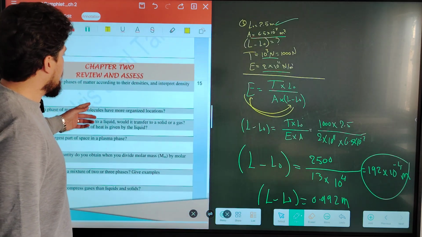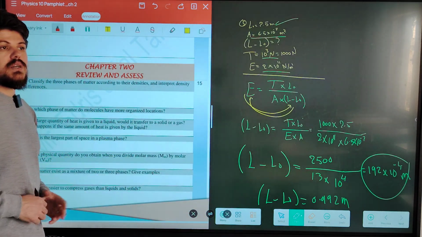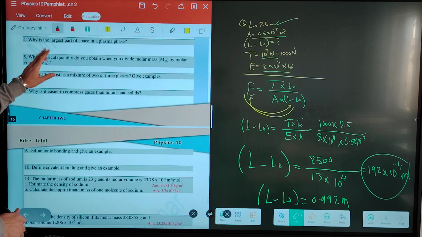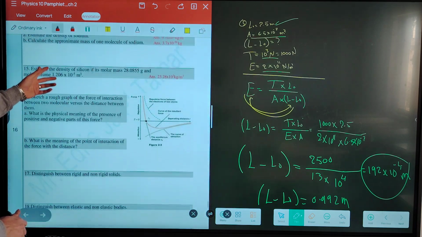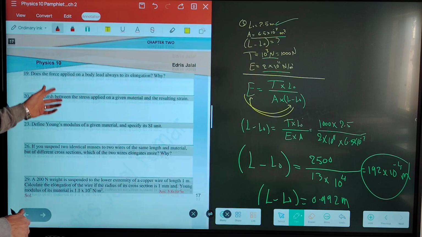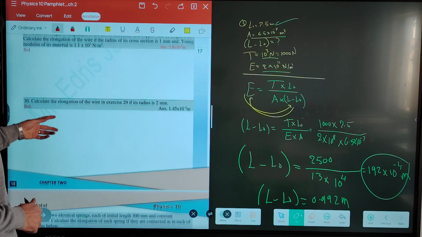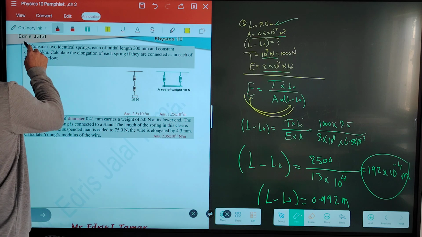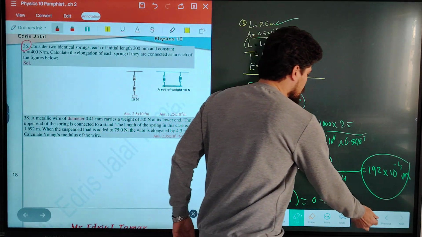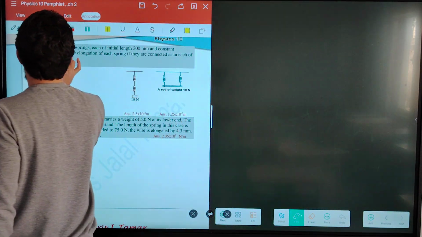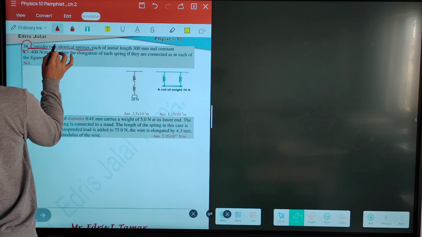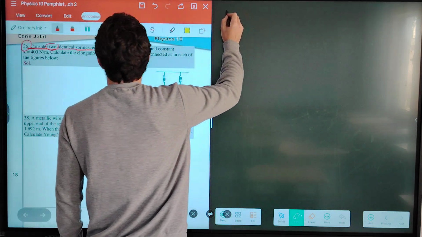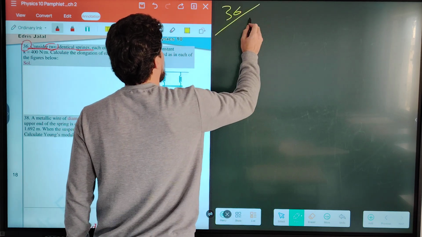Okay, guys, we finished this chapter 2, and inshallah in the next lesson we are solving the questions in the chapter review. But I would like to solve this question before finishing this lesson. Look at question 36, guys. Question 36. Consider 2 identical springs. How many springs do we have? 2 springs. Each of initial length, this is question 36 in chapter review.